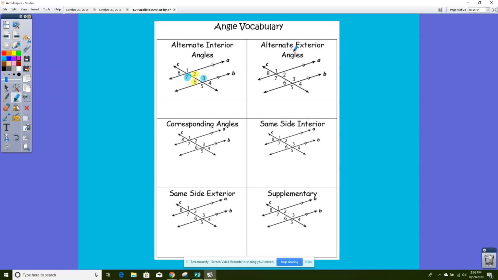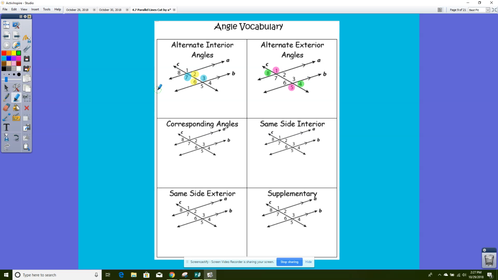So alternate exterior angles are going to be in the exterior of the parallel lines. And again, they're going to be on alternate sides, or opposite sides, of the transversal. So 1 and 5 are alternate exterior angles, and 8 and 4 are alternate exterior angles.